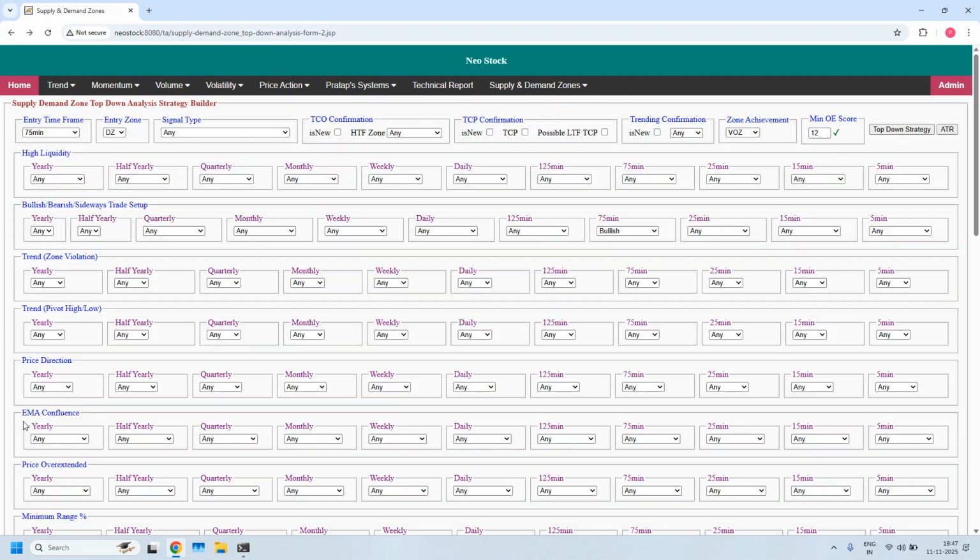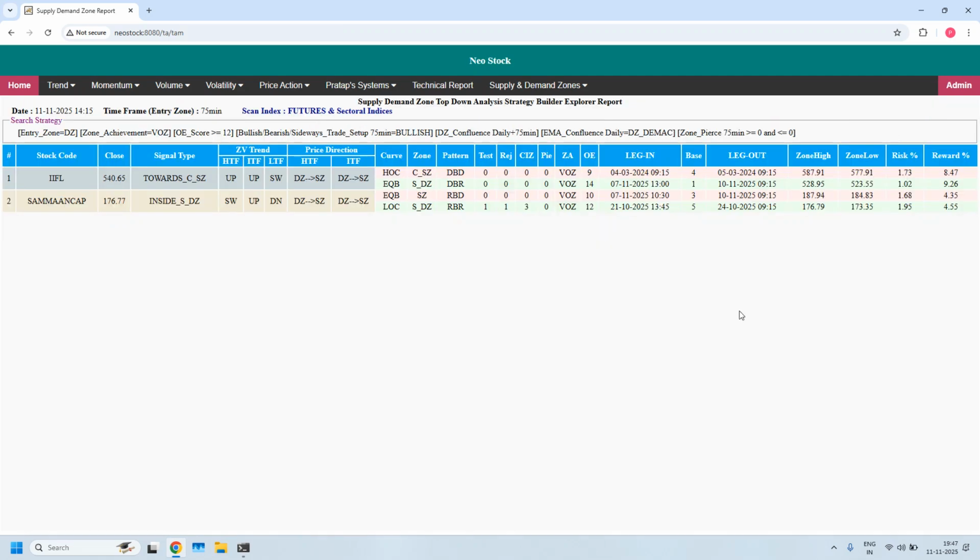So again I am applying the second filter in the first strategy, that is a daily demand zone having daily EMA confluence, because the daily trend is uptrend. We got 2 stocks. So these two 75 minutes demand zones might have a higher probability of success, provided less than 20 checklist items are satisfied. Okay, this report is as per the first strategy.